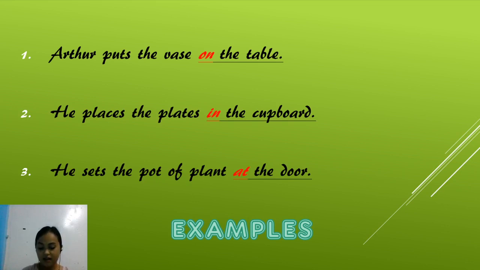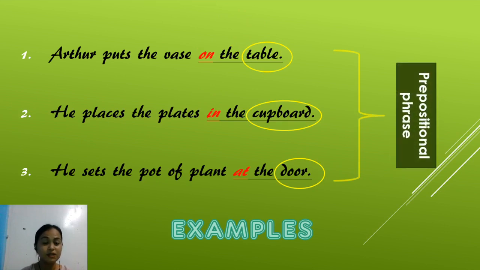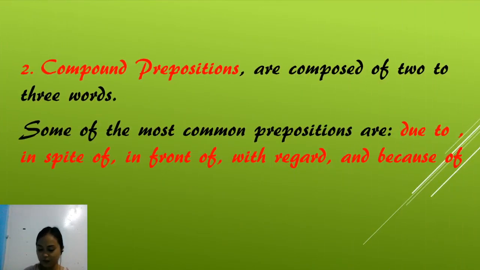It is where the preposition, a noun or pronoun object of the preposition, and any modifiers of the object are contained. So, for example, from on to the object of the preposition, which is the table. From on to table, that is an example of a prepositional phrase. On the table, in the cupboard, at the door. These are examples of, what are they? Prepositional phrases. Again, a prepositional phrase contains a preposition and the noun or pronoun object of the preposition, and any modifiers of the object. So that was prepositional phrase.